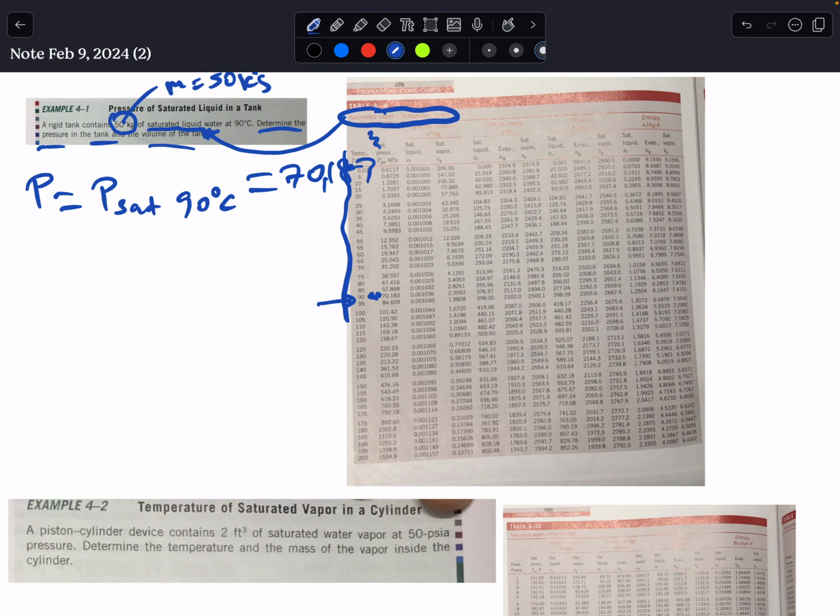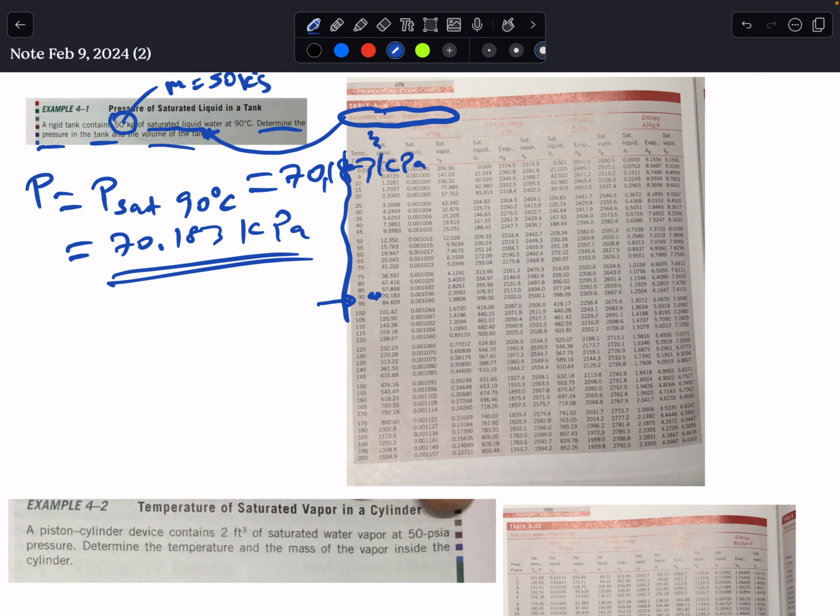70,183 kilopascal. So that is how I get the pressure. So the pressure is 70,183 kilopascal. So you get the pressure at the temperature given in the problem on your property table. How do I determine the volume of the tank? I go from first principle.